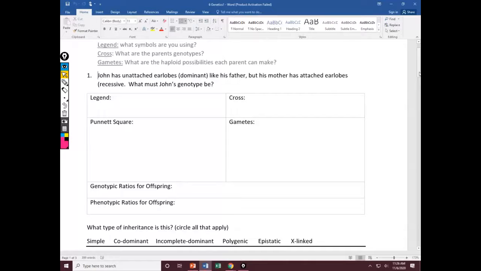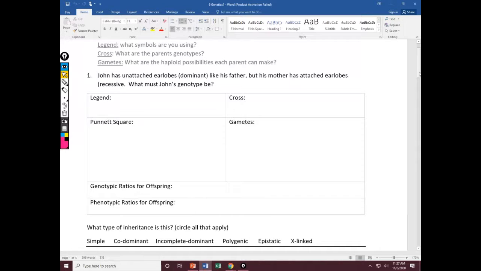Okay. The cross then is, what are the parents' genotypes? So on the previous example, remember we said mom was heterozygous, she was a big P, little p. And dad was homozygous recessive, he was 2 little p's. That's the information you would put in cross. What's mom? What's dad?